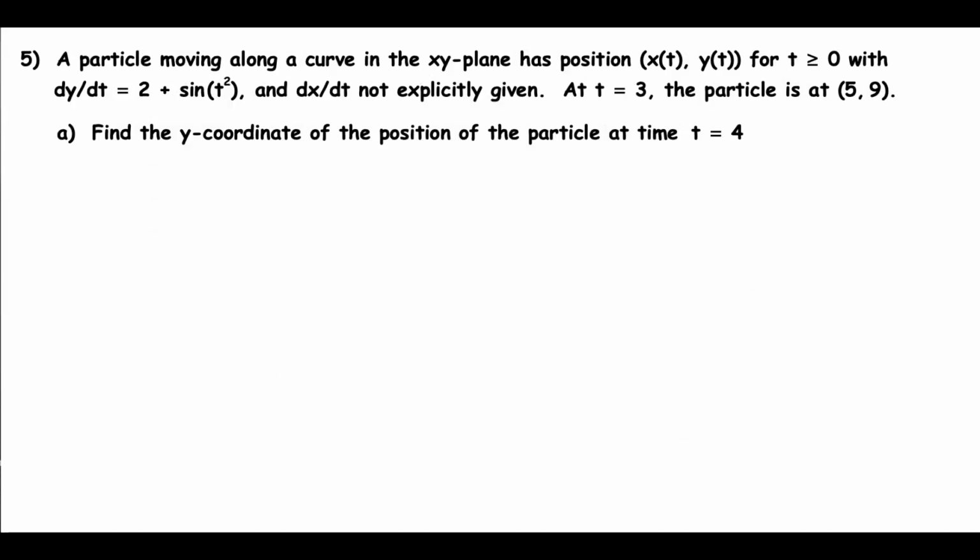Number 5 looks similar to the others that we've done, with one major difference, and that is that in the middle it says dx/dt is not explicitly given. And once in a while, College Board will pull this on you, where they tell you one of them and not the other. We have the dy/dt, no problem. And so in part A, when they say, hey, find the y-coordinate, we can do that. But later on, this dx/dt not being known is going to become a potential issue for us. So we'll cross that bridge when we come to it.